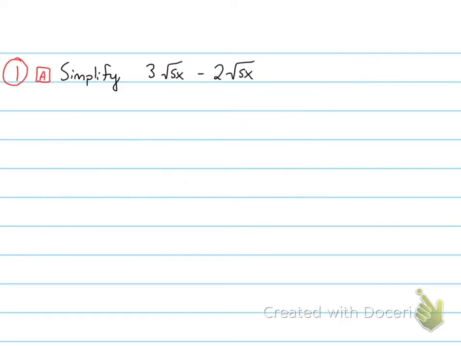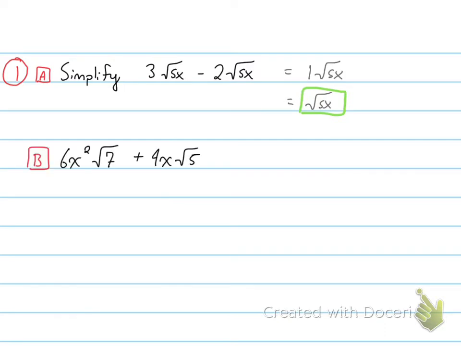So first, let's look at an example. 3 times the square root of 5x minus 2 times the square root of 5x. These both have the same radical of the square root of 5x, so I can combine the outside. 3 minus 2 would give me 1 square root of 5x, which I can just simplify to saying my answer is the square root of 5x. This next example, I have 6x squared times the square root of 7 plus 4x times the square root of 5. I have different radicals here, so I can't simplify this any further, and I'm just done.